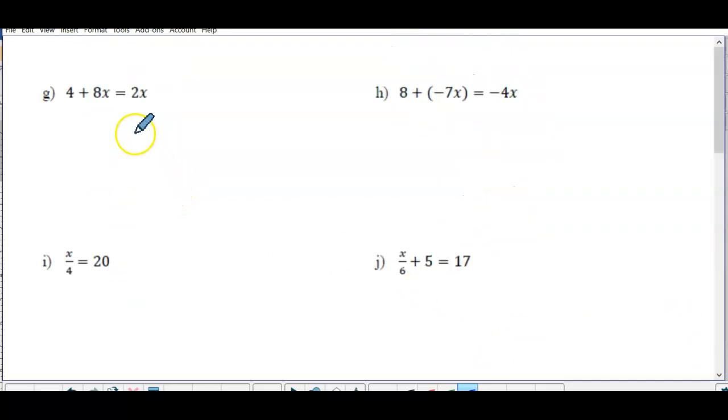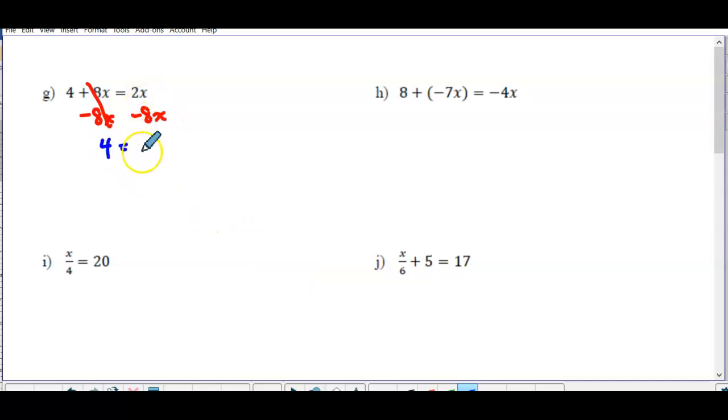Okay, G, x is on both sides. Again, smallest term is 2x. If I subtract that, I'll have 0. So best in this case is to subtract 8x from both sides. Whatever you do to one side, you have to do to the other to maintain that equation being balanced.